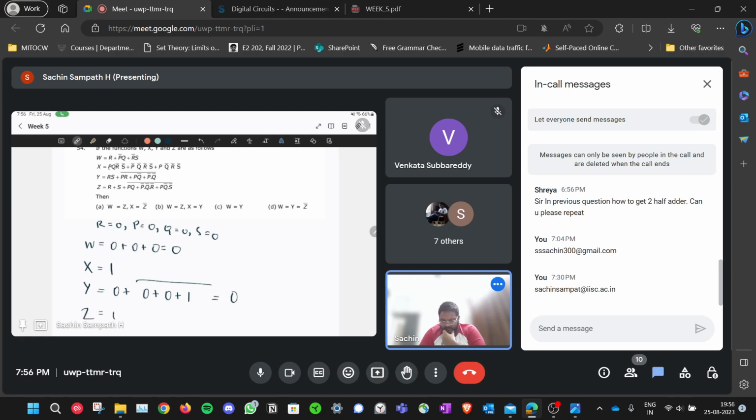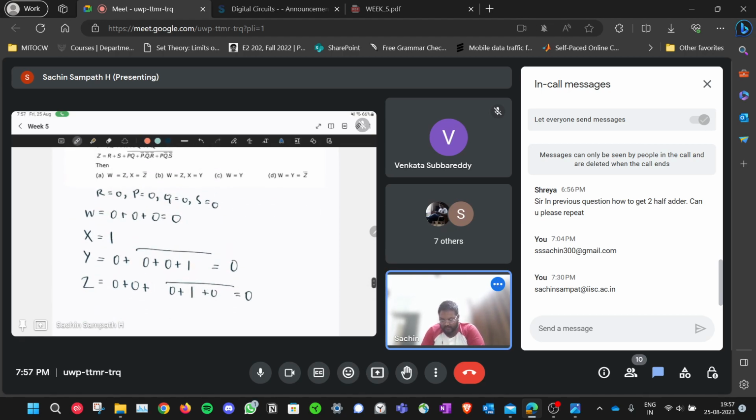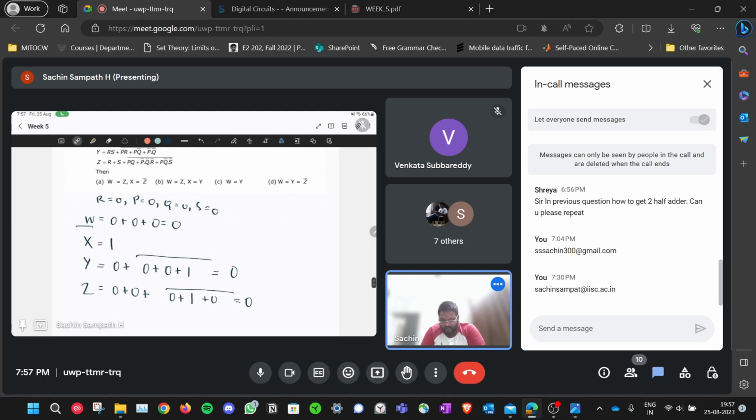And z you check. 0 plus 0 plus complement of pq is 0, p bar q bar r bar is 1. Next term is also 0. So it is 0. See, w is 0 and z is 0. So z bar will be 1. So w is equal to y is equal to z bar. This option is wrong. Right? It can't be true.